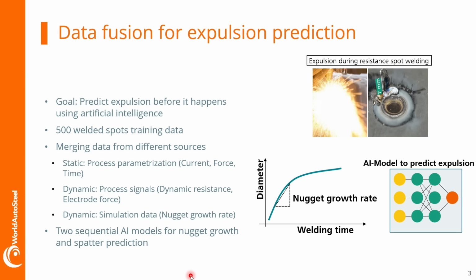And we use two sequential AI models. First, we predict the nugget growth with an AI model. Then we feed the results from this one into a model that does the spatter prediction.